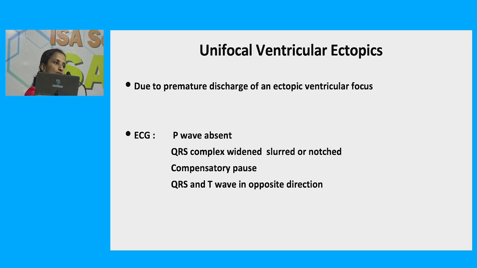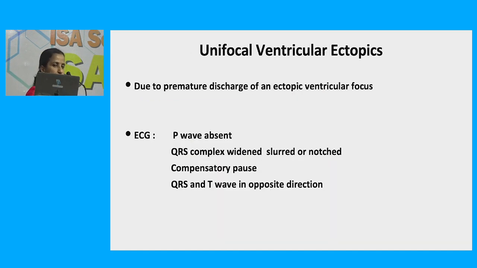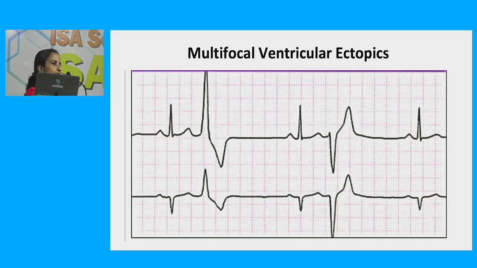So here for the ectopic beat, there won't be any P wave, but the QRS complex is widened and slurred and of similar morphology, coming in between, and it is followed by a compensatory pause. And the QRS and T are in the opposite direction. You can see in this, QRS and T are opposite for the ectopic beat. That is called unifocal ventricular ectopic. Here, just because the diagnosis is already written, I'm very sorry.